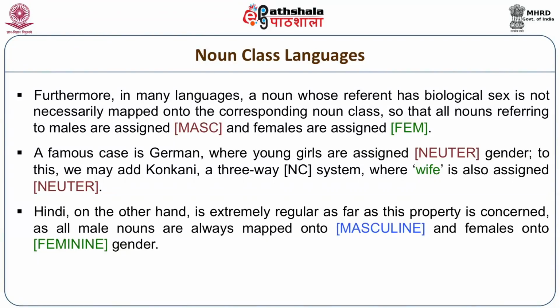Moreover, a close consideration of the languages that have grammatical gender or noun class indicates that it's not the case that biological sex uniformly maps onto the corresponding grammatical gender. For example, in a language like Konkani, which has a three-way noun class system, wife is referred to in the neuter gender, whereas girl or woman is assigned into the feminine gender. This is also true in German, except where maidens or young girls are not assigned feminine gender. Hindi, on the other hand, is extremely regular.